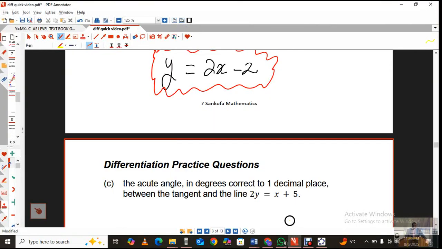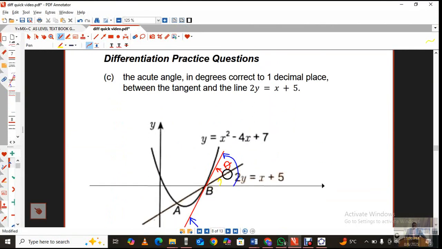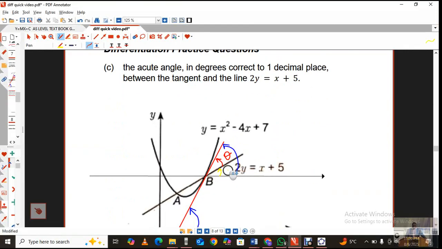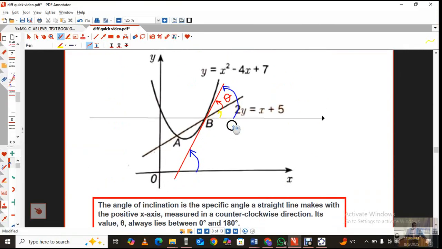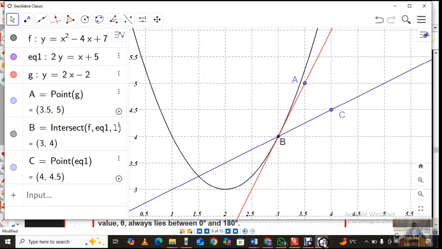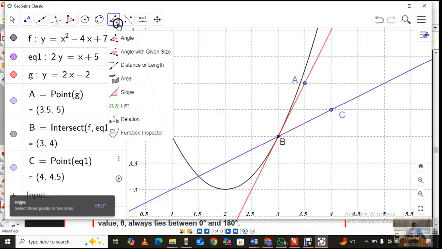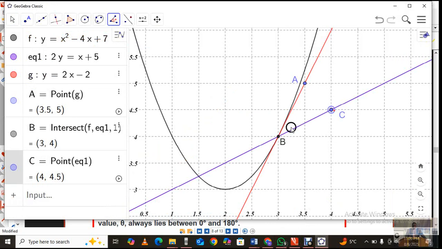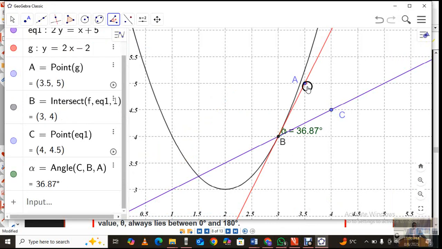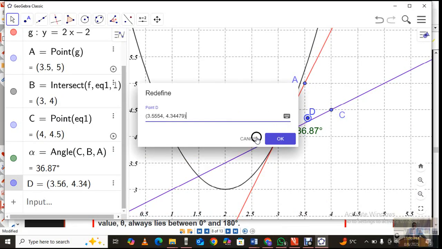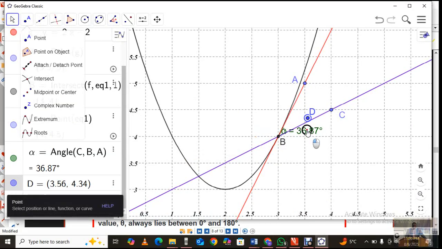So that is the angle we are looking for. If I go back to my diagram, my diagram is messy, but it's the one where I put that theta there in red. That's the angle that I'm talking about. With the software, you can do that. We find the angle CBA. Can you see that angle is 36.87? That is the angle that we are referring to.